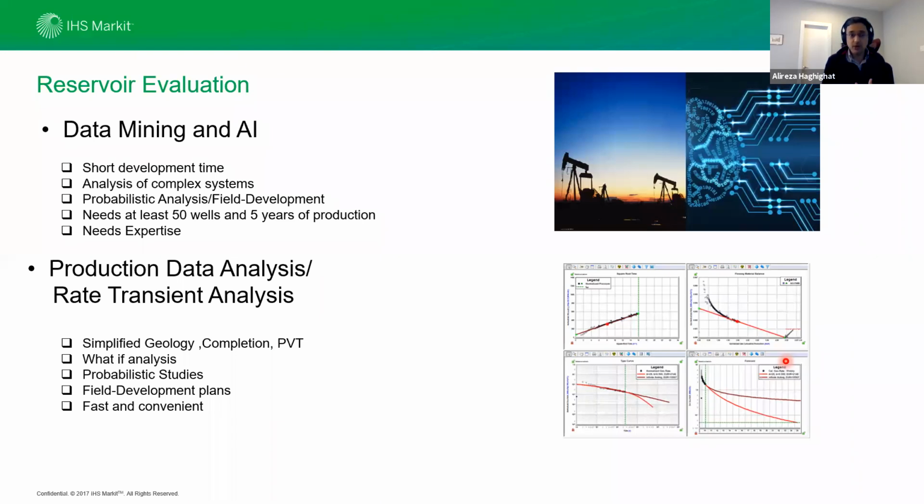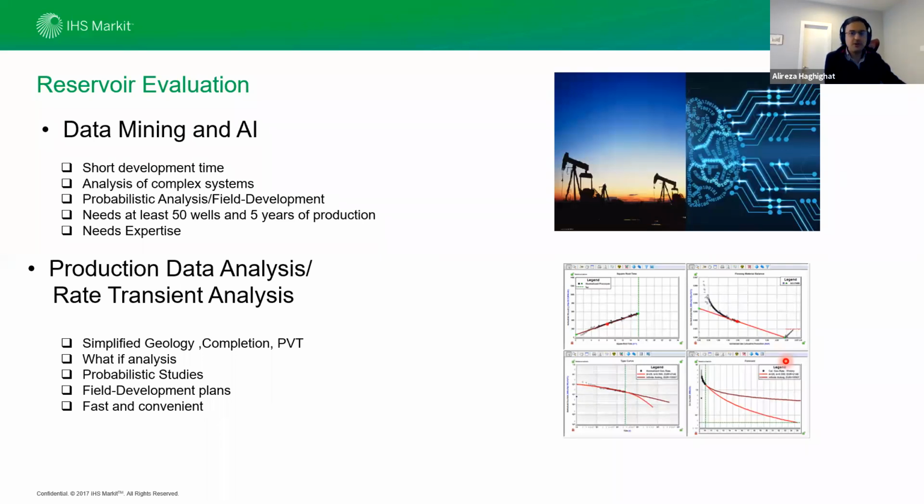And then you can perform what-if analysis, you can perform probabilistic study. It is fast compared with reservoir simulation and modeling that takes weeks to months to be completed. Here you can spend hours to perform rate transient analysis, and it is much easier compared with some of the techniques that we told you. So to make this introduction short, there are 4 techniques in the oil and gas industry for asset evaluation: decline curve analysis, reservoir simulation, data mining and artificial intelligence, and production data analysis.